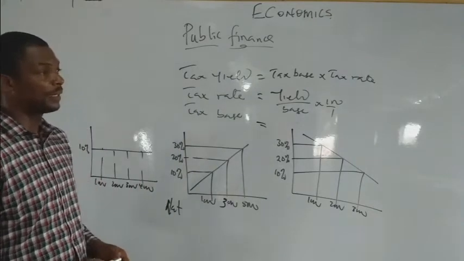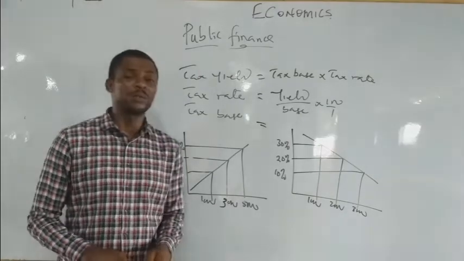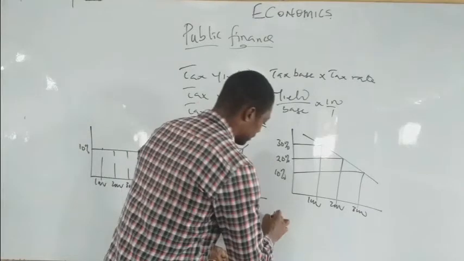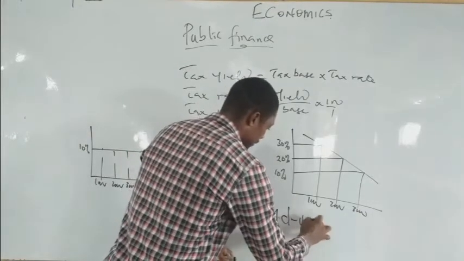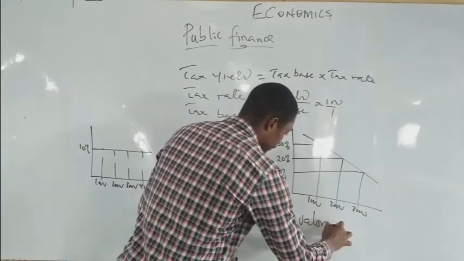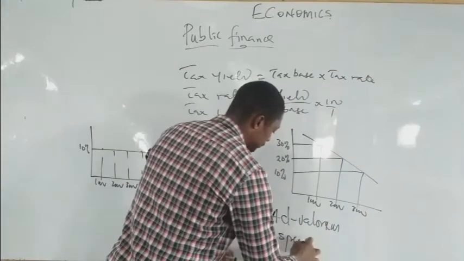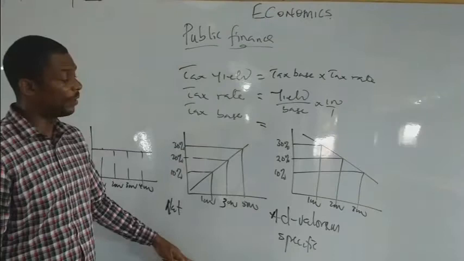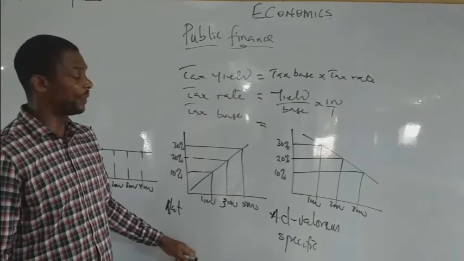Now, having said that, there's another thing that we need to know under the system of indirect tax. There are just two of them. We have what we call ad valorem tax, and we have what we call specific tax. Now, these are still under indirect tax.